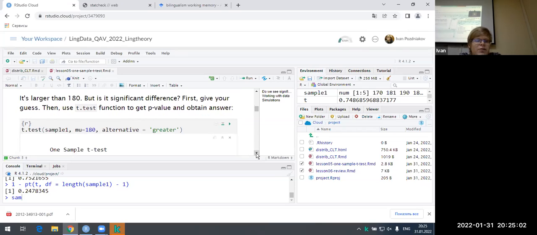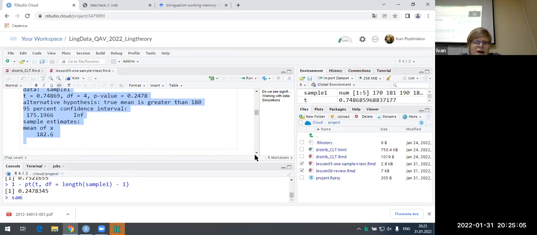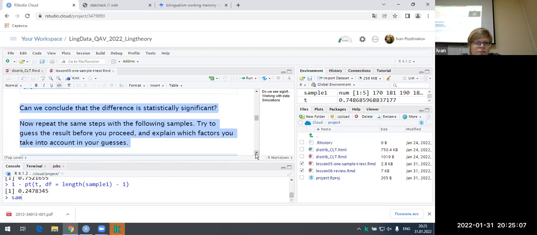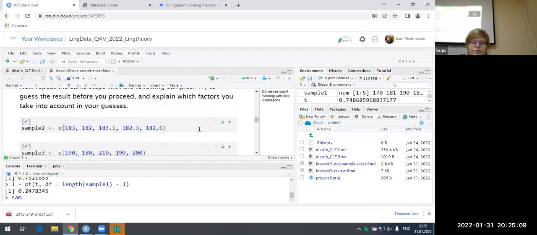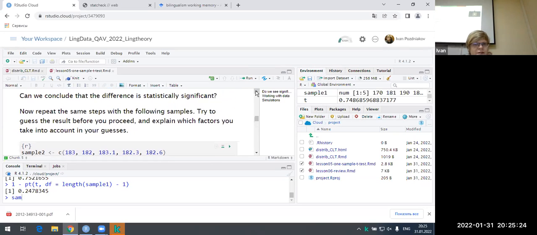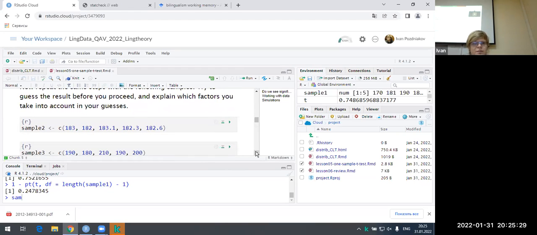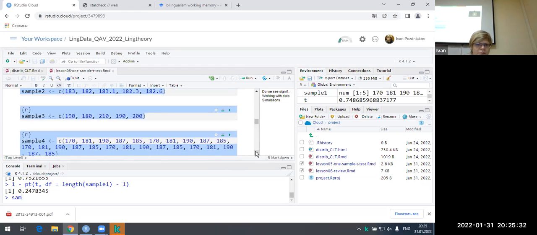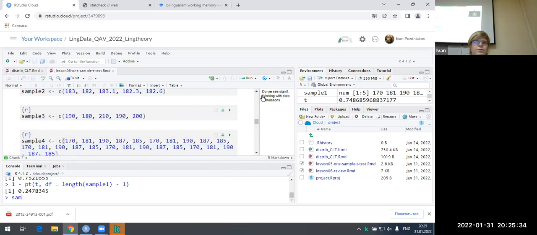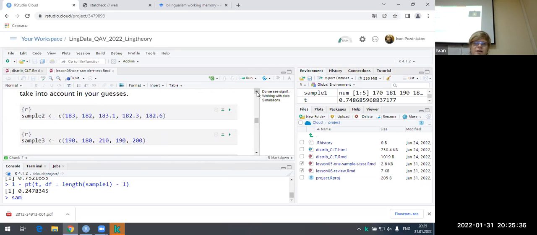So let's try to do it on other vectors. Try to do it by yourself on the same population mean 180. And try to guess the result before you test it, whether it will be significant or not. Just look at the numbers.